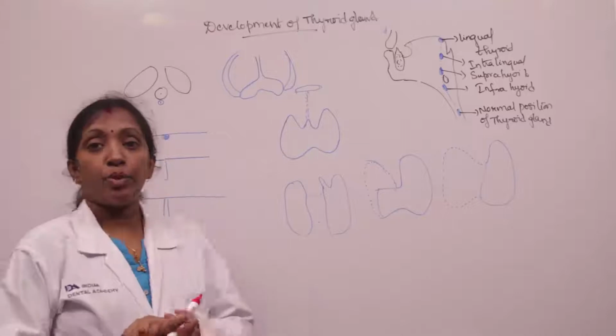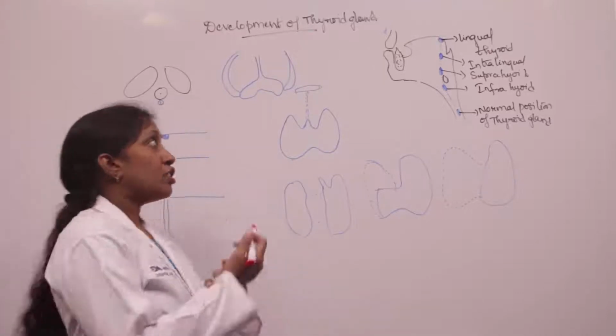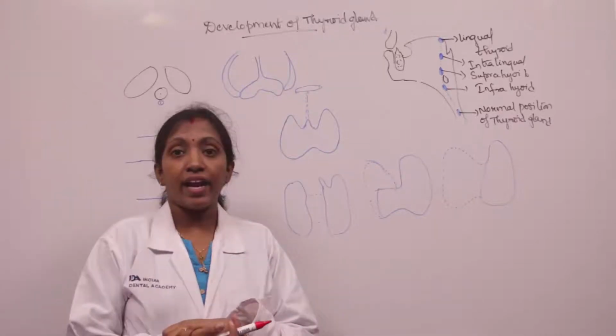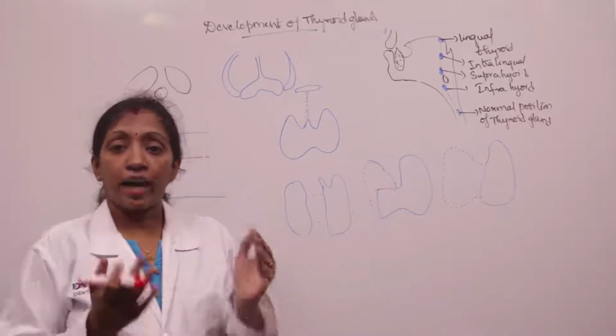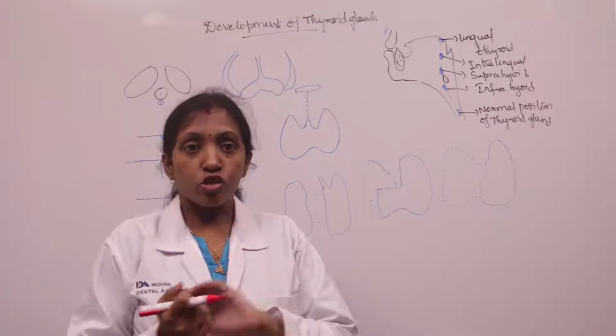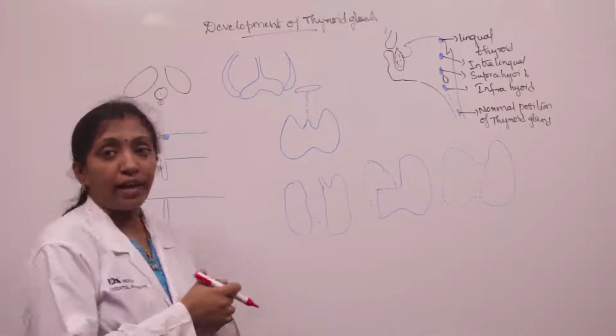Today we are discussing the development of the thyroid gland. We know that the thyroid gland is an endocrine gland which secretes hormones like T3 and T4, thyroxine and triiodothyronine. So today we will see how the thyroid gland develops.